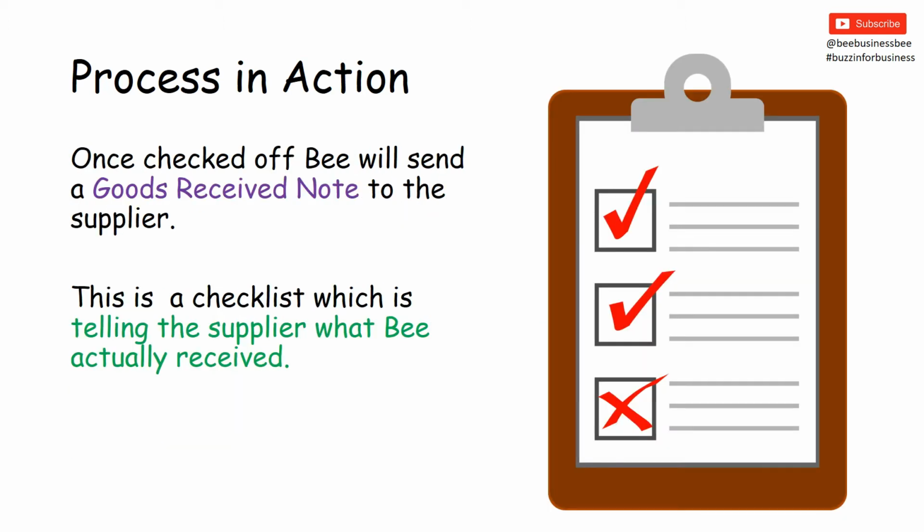At this point now, B will check off, using the delivery note, everything that's been delivered, and then they will send back what's called a goods received note. The goods received note is telling the supplier exactly what B actually received. So your delivery note said that this should be in delivery. B's now checked it off and they're saying this is what I've actually received, and that gets sent back by B to the supplier.